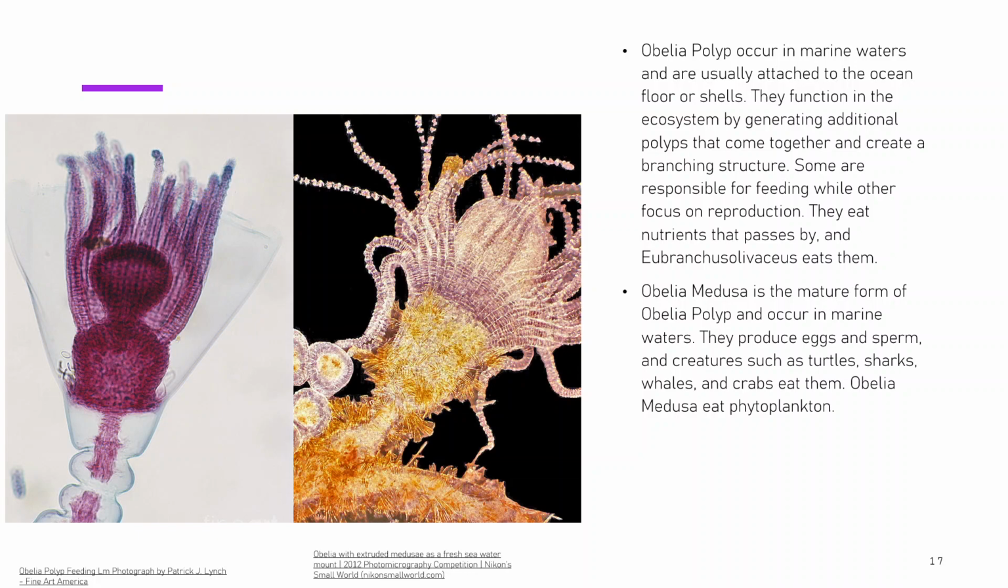olivaceus eats them. Obelia medusa is the mature form of Obelia polyp and occur in marine waters. They produce eggs and sperm, and creatures such as turtles, sharks, whales, and crabs eat them. Obelia medusa eat phytoplankton. This is an example of Obelia medusa, and this is an example of Obelia polyp.